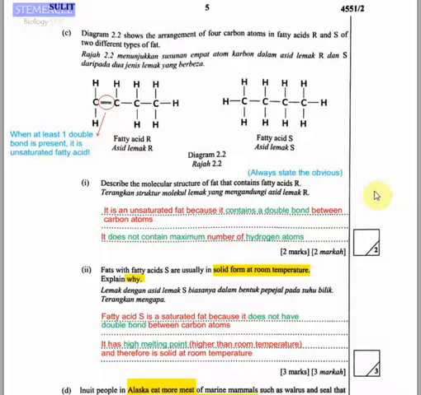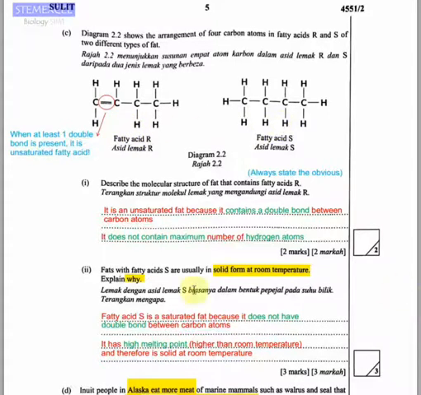Okay, so here, number 1, you are required to describe the molecular structure of fat that contains fatty acid R. Again, always state the obvious. What is obvious here is the double bond, right? So you can say it is an unsaturated fat because it contains a double bond between the carbon atoms. And number 2, what happens to the hydrogen when you have a double bond? It does not contain the maximum number of hydrogen atoms. You see one of them is missing compared to here.